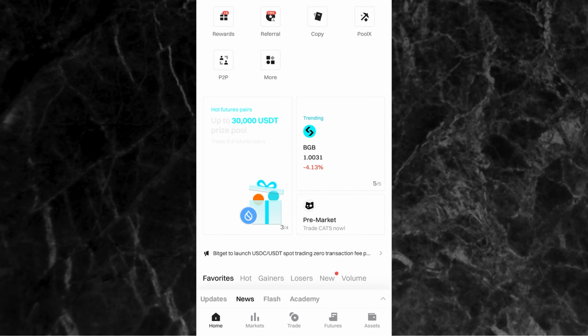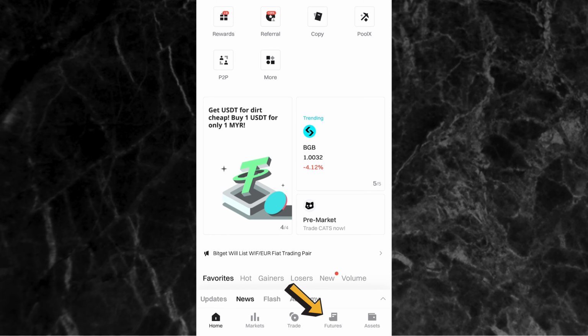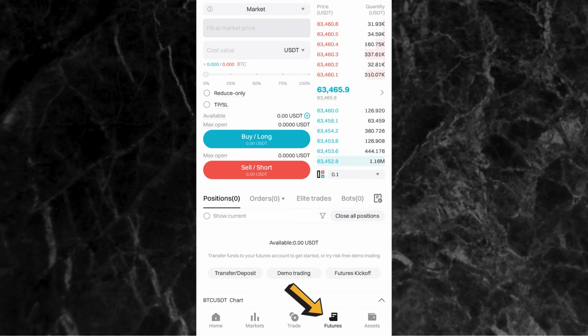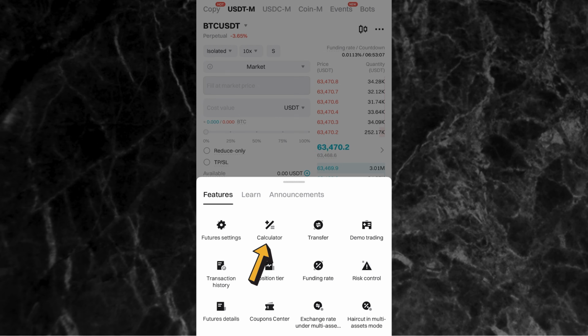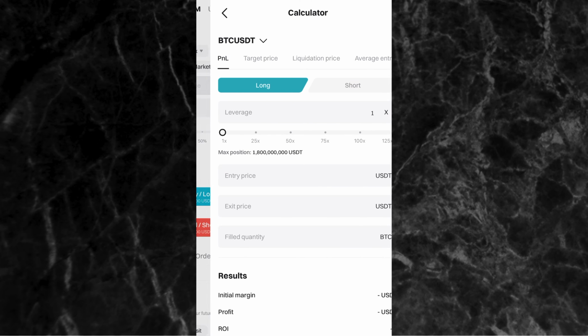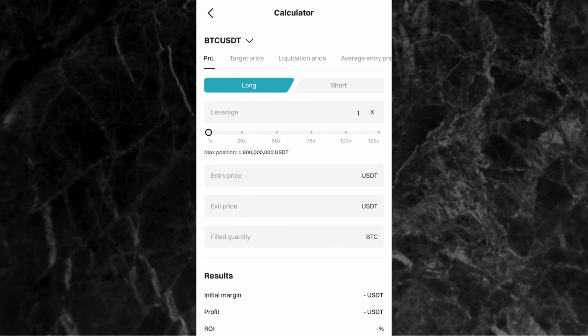Now, to go straight to the futures trading calculator, just go to the futures trading page, click where the arrow is pointing to, it will take you to the futures trading page. And right here, you see where you have these three dots where the arrow is pointing to, just click on it. And right here is where you have the calculator. So I will click the calculator right here, and this is the futures trading calculator.